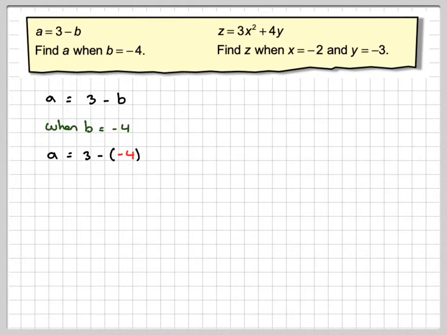Now, using our rules of negative numbers, that will become 3 minus minus, so it'll be 3 plus 4, which is equal to 7. So you need to know your rules of negative numbers.